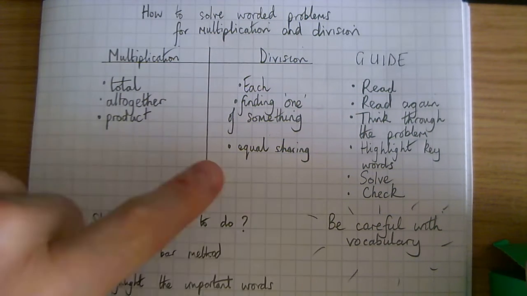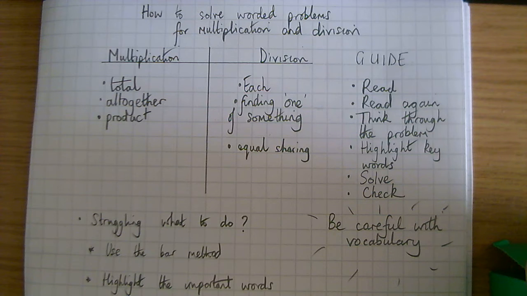Now, there's a big flashing box here which is: be careful with the vocabulary. So the vocabulary here that I've highlighted can help you solve the problem, but you still need to work out what the problem says. You can't just find the keyword and go, oh, it must be this or it must be that. You've got to work out what the problem is asking you to do.